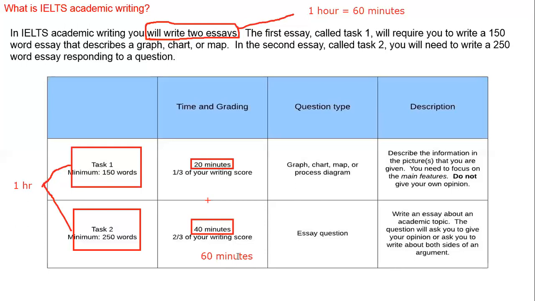Task 1 and task 2 will both be given, and you will have 1 hour. So if you spend more time on task 1, then you will have less time left for task 2. And for the total marks, task 1 contains 25% of your marks, clear? So it means you will be given fewer marks for this, and task 2 contains 75% of your marks. 75% of your marks is based on your task 2.